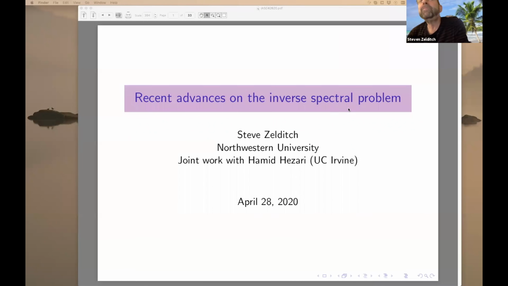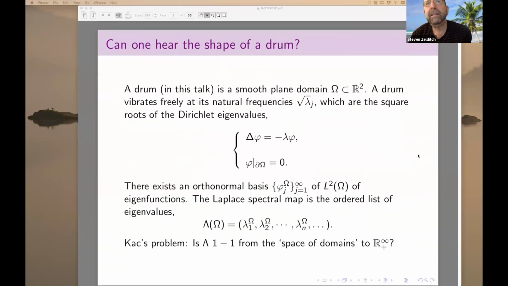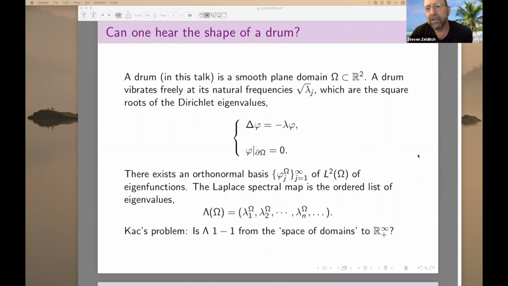Okay. So I'm going to describe a recent result on the inverse spectral problem with Hamid Hazari, who's also tuned in here. The result concerns the well-known problem: can you hear the shape of a drum? A drum in this talk is a bounded smooth plane domain. It vibrates at the frequencies which are the square roots of the eigenvalues of the Dirichlet problem.